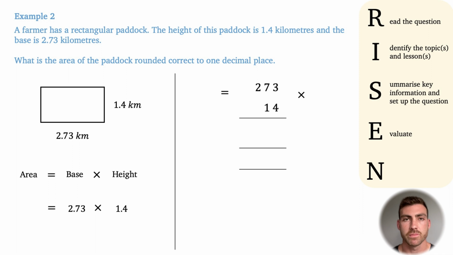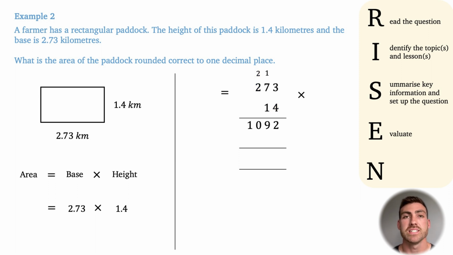Now evaluating. We set up the question without the decimal point. Then we start multiplying this column, 4 times 3, which equals 12. We write down the last digit, then carry the 1. Next, multiplying 4 times 7, which equals 28. Then we add the extra 1, giving us 29. Then multiplying 4 times 2, which equals 8. Then we add the extra 2, which is 10.